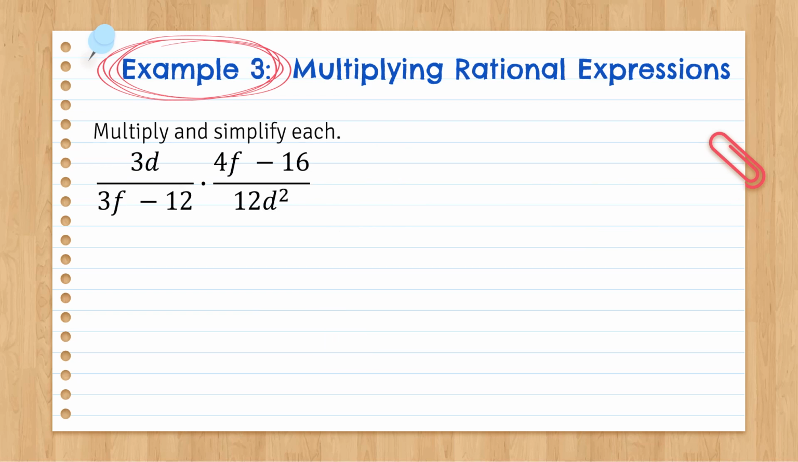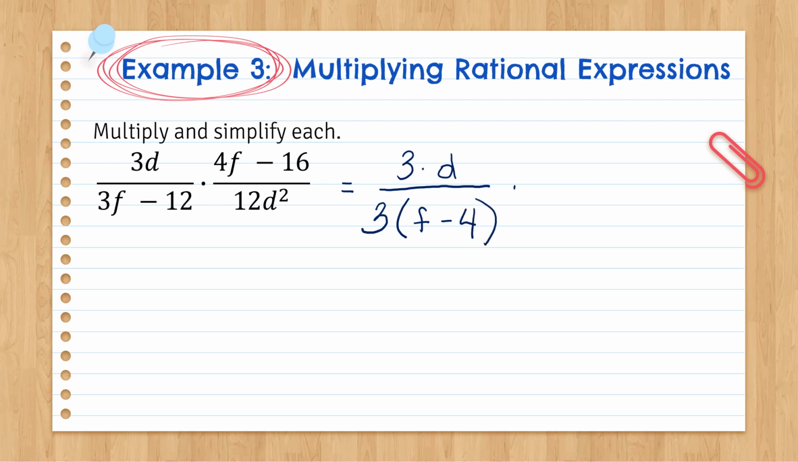How about this one? We have 3d over 3f minus 12 times 4f minus 16 over 12d squared. So again, we get the factors of the numerators and denominators. 3d can be written as 3 times d. How about 3f minus 12? Since 3f and 12 are not perfect numbers, we can take the common monomial factor, which is 3. So the other factor is f minus 4.